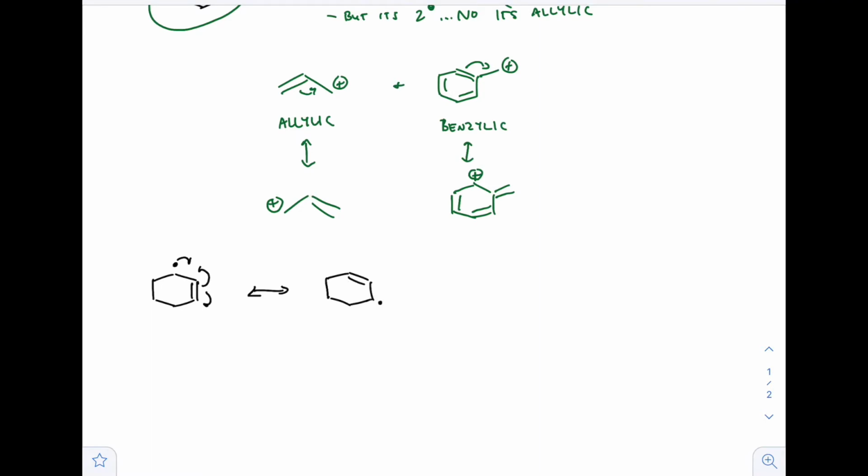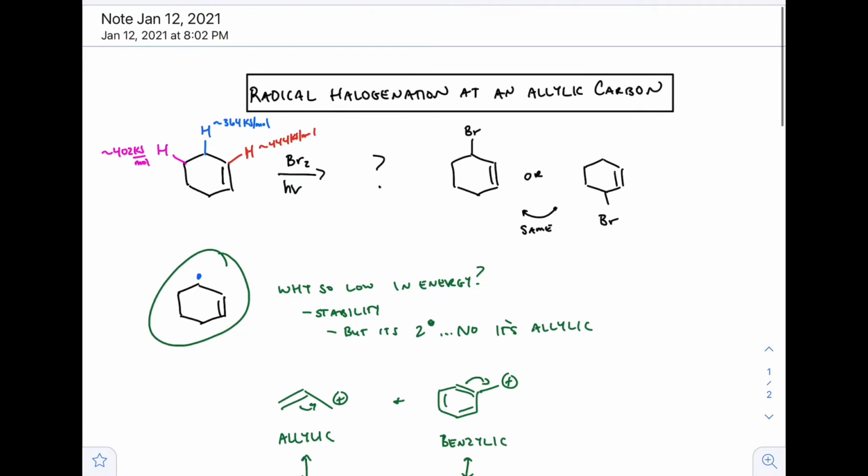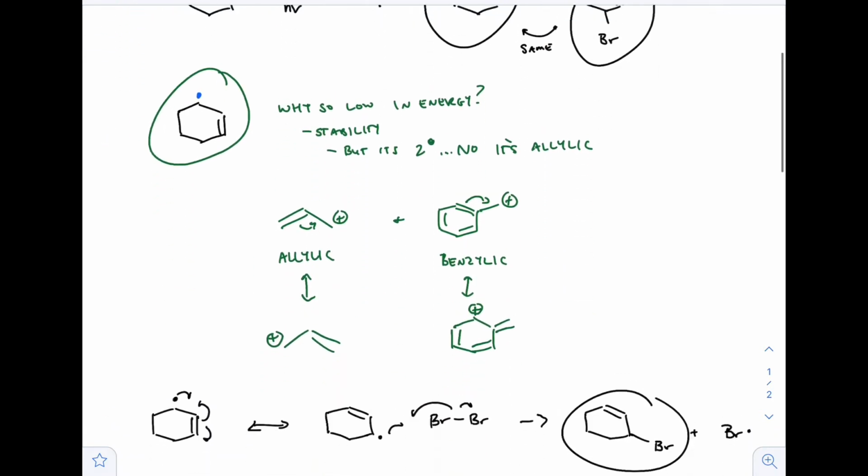This is the radical that we would end up with. Because the cyclohexene is symmetrical, it's really the same thing, and that shift doesn't do anything in terms of the halogenated compound or product. But if there were substituents on that cyclohexene, you would end up with something different. Otherwise, it's the same as those two.